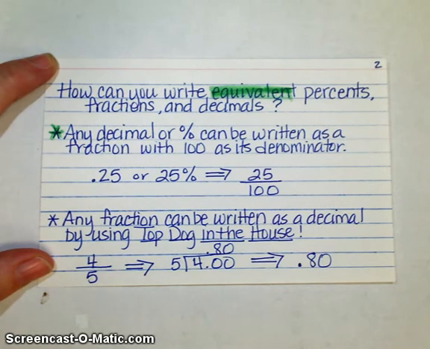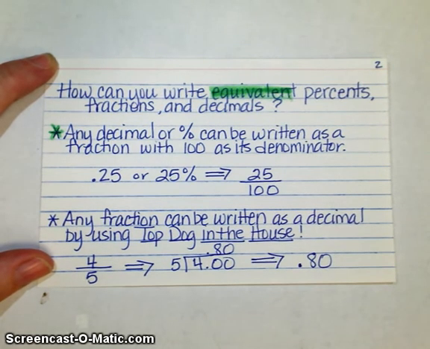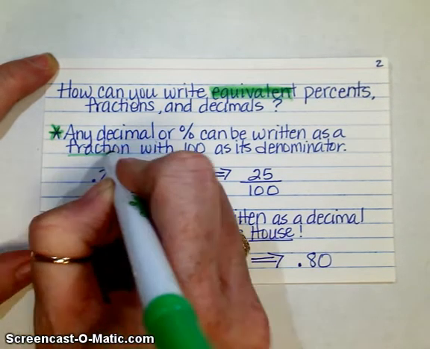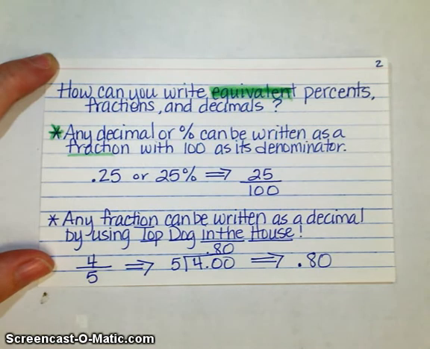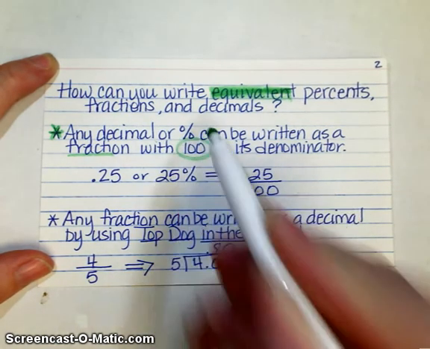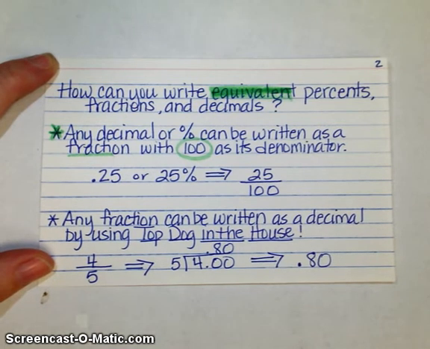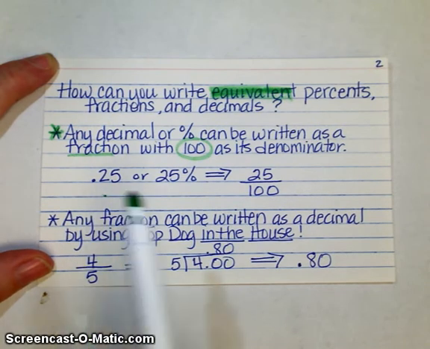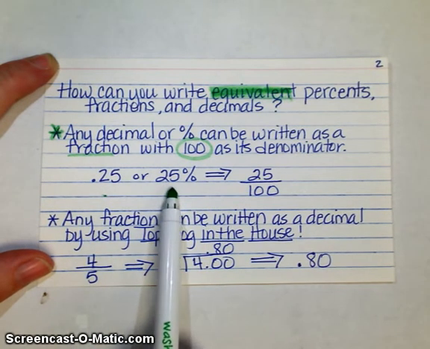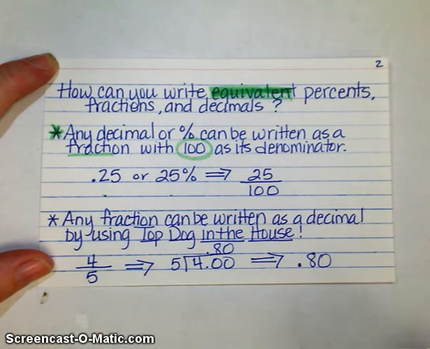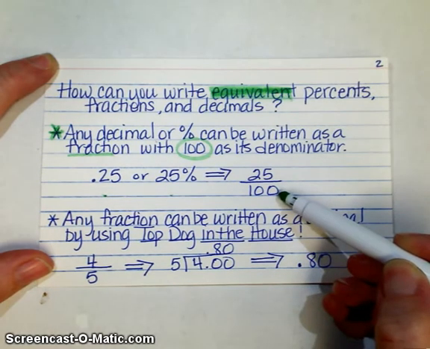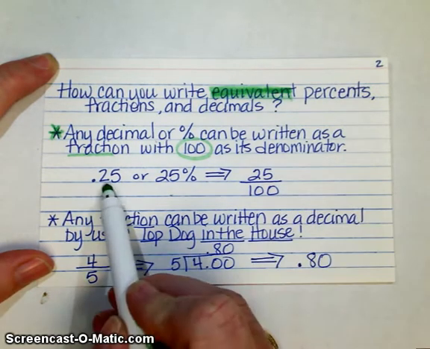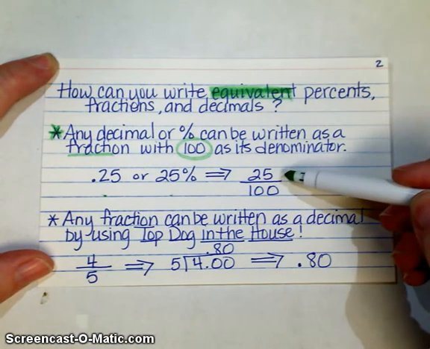Any decimal or percent can be written as a fraction with 100 as its denominator. Whenever we're looking at percentages, 100 is what we're always wanting as our denominator, so that's what we're always going to put on bottom. So if we're given the decimal number of 0.25 or the percentage of 25%, we would make that a fraction by putting 100 on bottom as our denominator and putting our 25 on top.